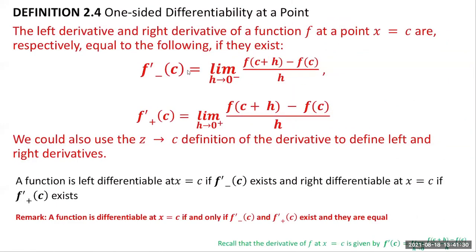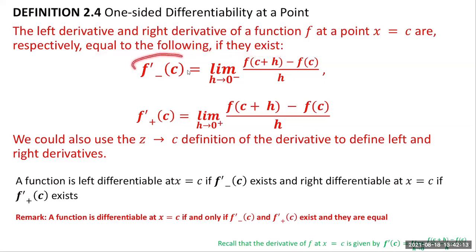Okay, next we are going to talk about one-sided differentiability. Remember when we were talking about limits and continuity, we had a similar scenario. With limits, we had the left limit and the right limit. With continuity, we had left continuity and right continuity. Likewise, here we have left differentiability and right differentiability. Here is the definition. First of all, we define the left derivative and the right derivative of a function f at x equals c, respectively, as the following if they exist.